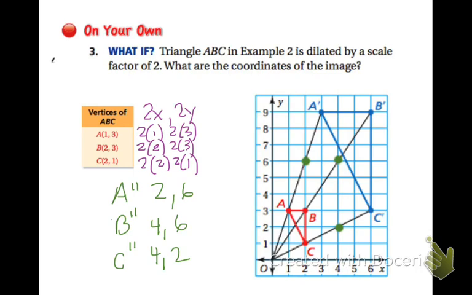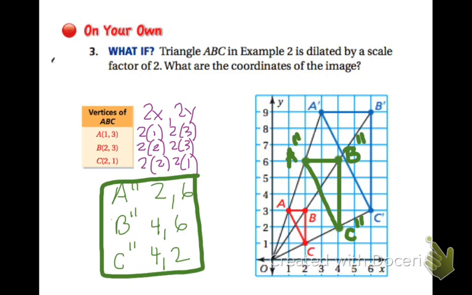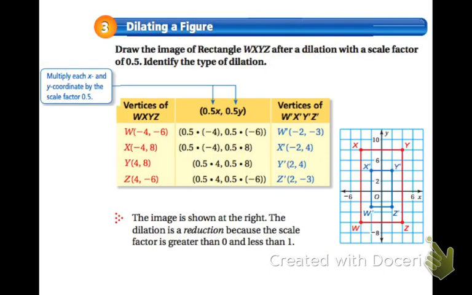I could then connect them and draw my triangle. And you can also see how they intersect with those lines that are showing the center of dilation. Okay, but this would be listing the coordinates after a dilation with a scale factor of 2. All right, so the other thing that it asked you to do, which we didn't really do, but it said to identify the dilation. So the last one would have been an enlargement, okay?